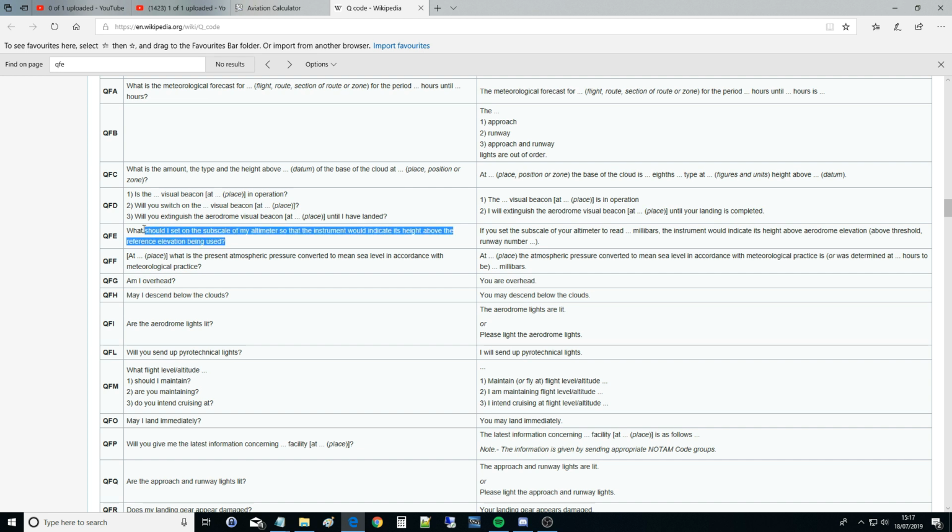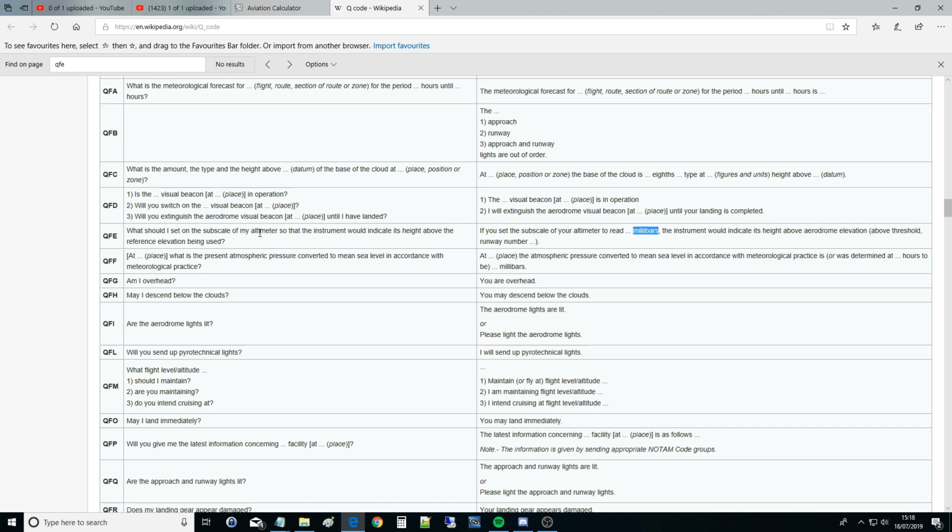Another way that I like to think of this even better is how do I zero my altimeter to our elevation of interest? If we're going to be using this to land at a runway in bad visual conditions, IFR conditions, how do I zero my altimeter to that runway? And the answer is if you set the subscale of your altimeter to read so many millibars, the instrument would indicate its height above the aerodrome. So they've just picked aerodrome in this case, but it's our elevation of interest, whatever that is. And a key thing I want to pick out here is millibars.